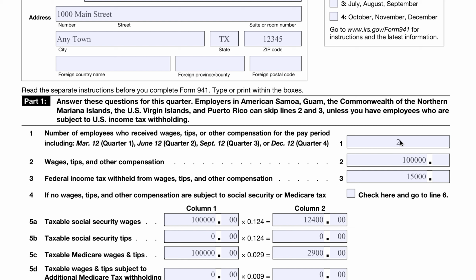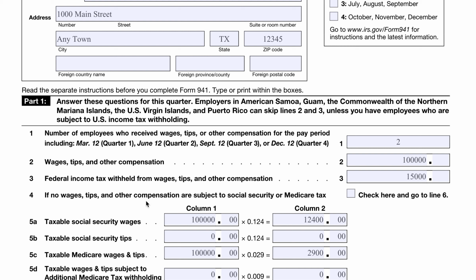In this case, John Doe has 2 employees, and he's entered the total wages, tips, and other compensation as $100,000 that was reported to him. Based on the employee W-4s, he withheld federal income tax of $15,000.